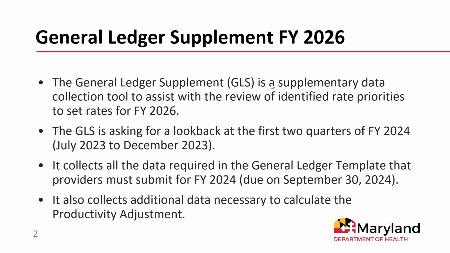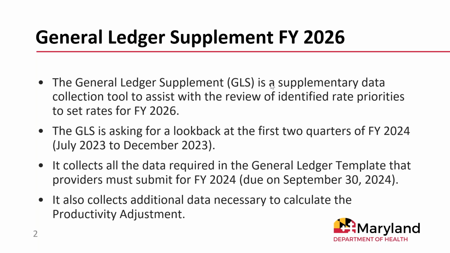It is a supplement. We call it a supplement because it is an addition to the General Ledger template that all providers will be asked to submit by September 30th, 2024. The supplement is for the DAHAP providers and intended to provide some early look initial data and allow us to look at the particular rate priority, in this case, the productivity adjustment, which I'll talk about in a moment. Since it's a supplement and the fiscal year isn't completed yet, we're asking you to look back on the first 2 quarters of this fiscal year. So that's July 2023 to December 2023, first 6 months of this fiscal year.